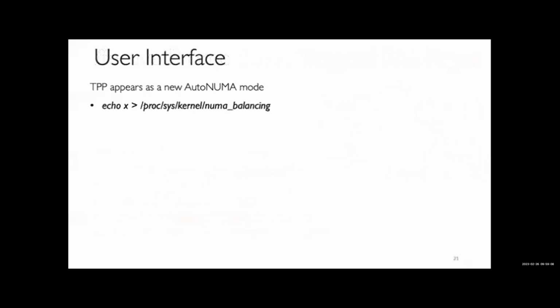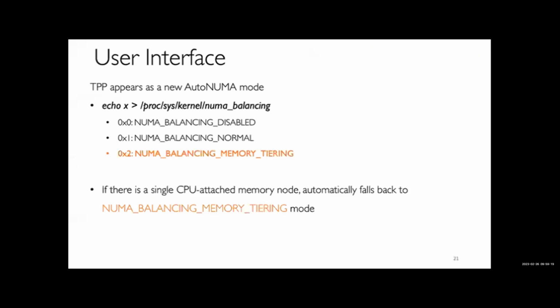And TPP appears in today's Linux as a new AutoNUMA mode. One can use the NUMA balancing normal mode to enjoy today's vanilla AutoNUMA mechanisms, which is the backward support. And for tiered memory systems, you can use the NUMA balancing memory tiering mode to enjoy TPP's behavior.